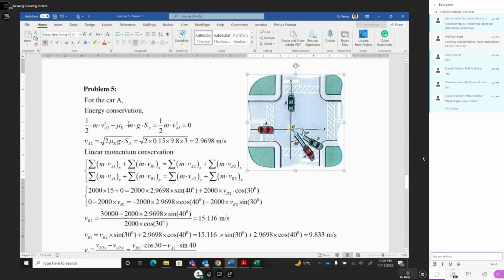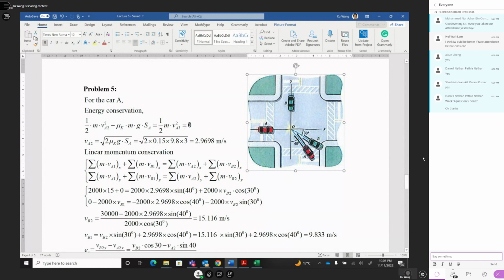This energy should be consumed by the friction force. Friction force is mg times the friction coefficient, multiplied by force times distance. This is the work, friction work, and it consumes this kinetic energy. So from this relationship, and because the final state should be equal to 0, from this relationship you can solve for the velocity VA2.